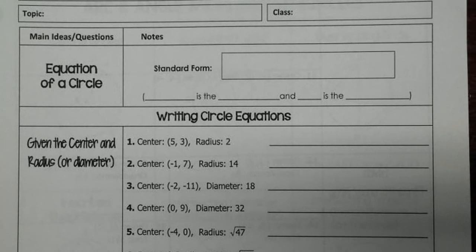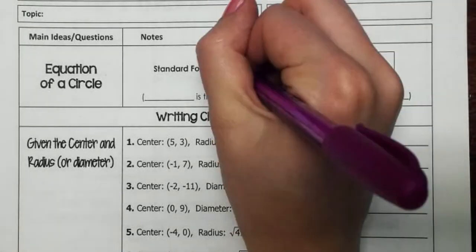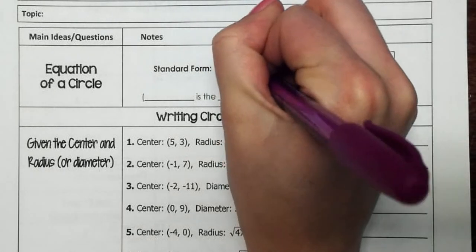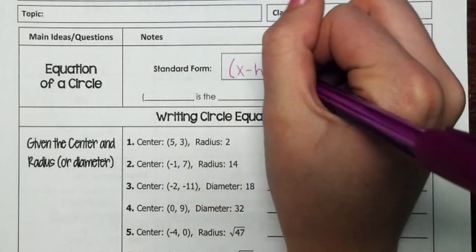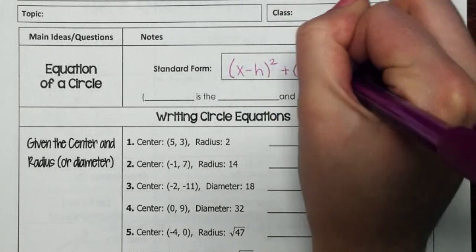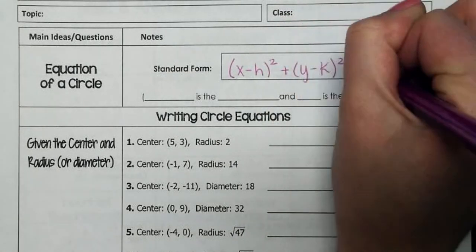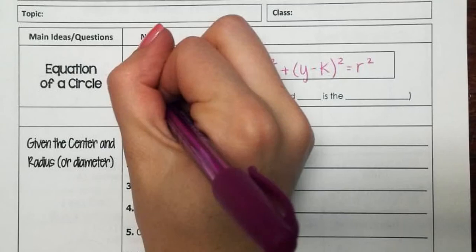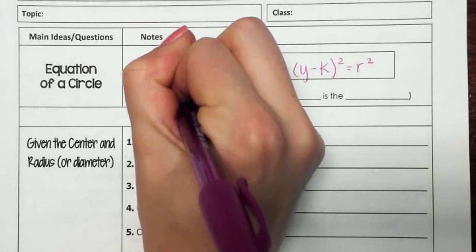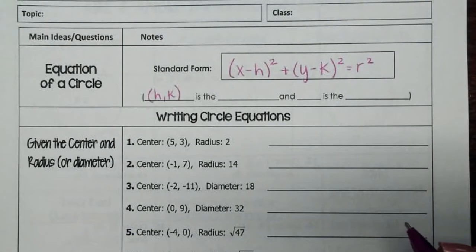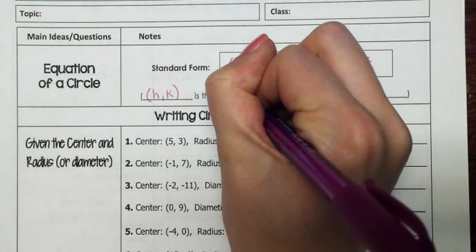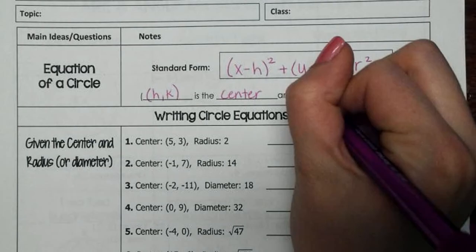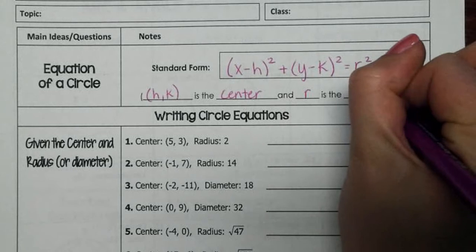So the standard form looks something like this, which seems really scary and long, but it's really not too bad after you break it down. It's (x minus h) squared plus (y minus k) squared equals r squared. So h, k is actually a point. It is the center of your circle. And r is actually the radius.